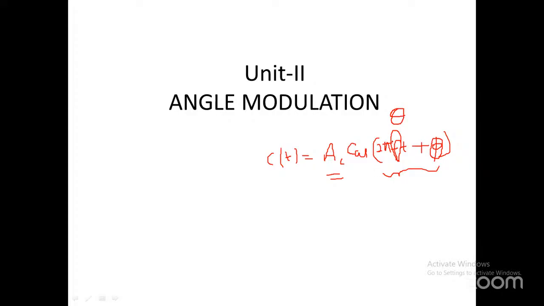So that angle has two physical parameters, like frequency and phase. Angle modulation will be governing, that is, this angle will play a role in the modulation of a signal. So it is called angle modulation. This angle modulation is of two types: frequency modulation and phase modulation.